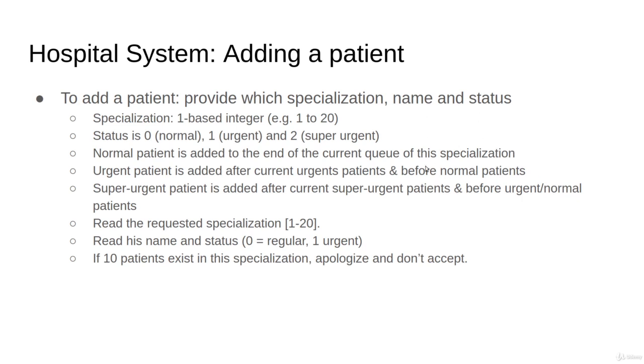I hope you can get a logical sense behind the order of them. So read the requested specialization, the name and the status, and double check if we already have 10 patients at the moment. If so, do not accept a new one.